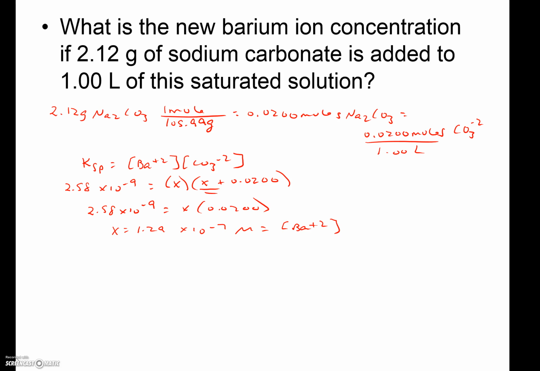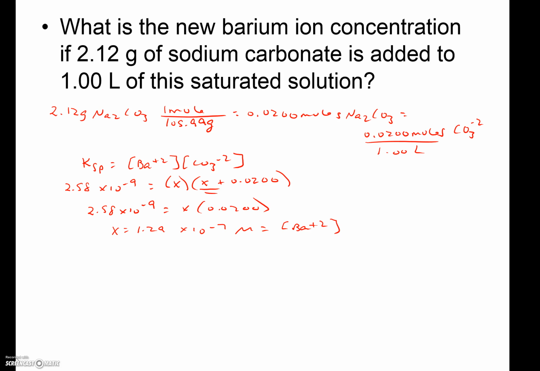So the first thing we want to do is find out how much carbonate ion we're adding to the solution. So we would take 2.12 grams of sodium carbonate and convert that to moles. So that'll give us 0.0200 moles of sodium carbonate. We'll divide that by the volume, which is 1.00 liters. And that'll give us the molarity of the sodium carbonate, which will equal the molarity of the carbonate ion since it's a 1-to-1 ratio. Now we want to go back to our KSP expression for the barium carbonate.